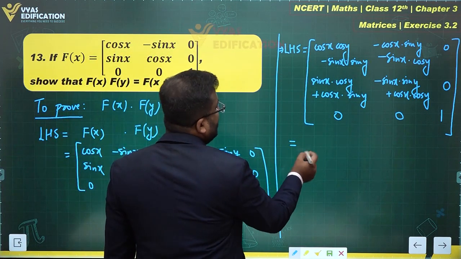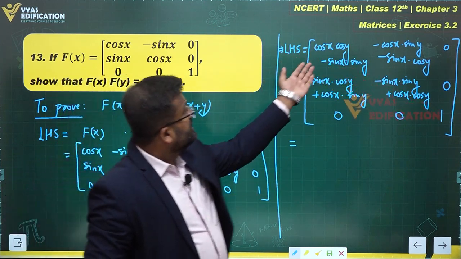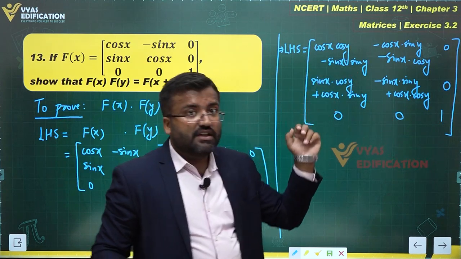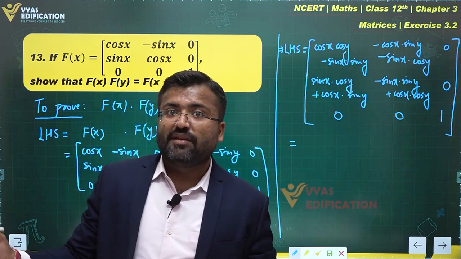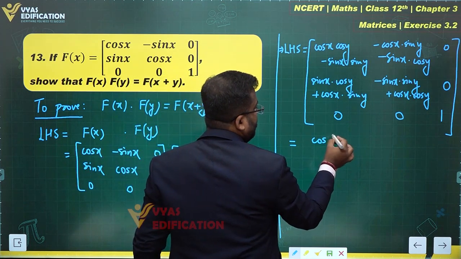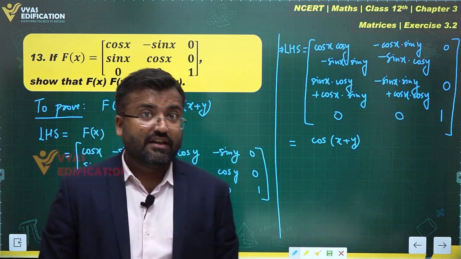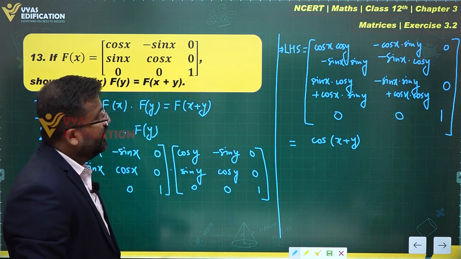What next? Can I simplify this expression somehow? Yeah. What is this? This is cos x cos y minus sin x sin y. Cos a cos b minus sin a sin b is actually equal to cos of a plus b, that is cos of x plus y. This here is actually equal to cos of x plus y.